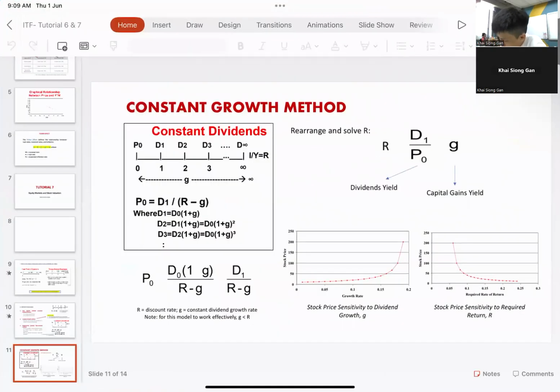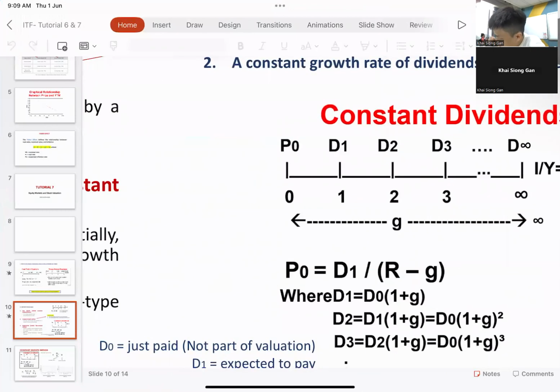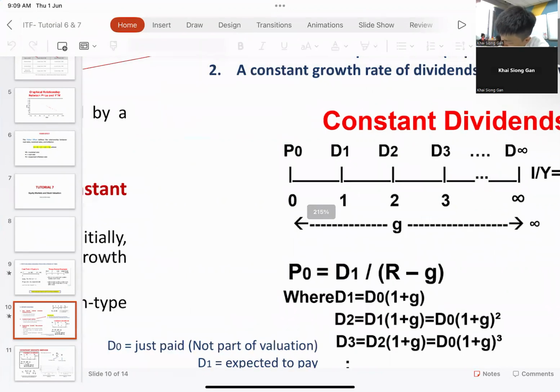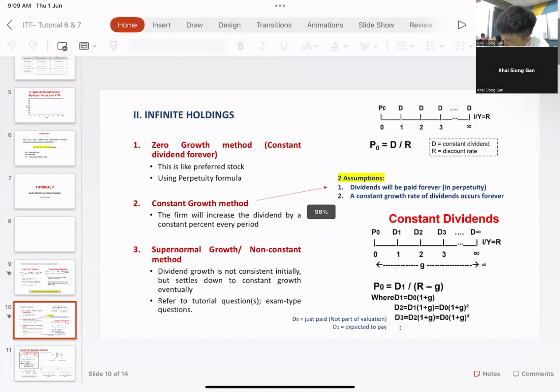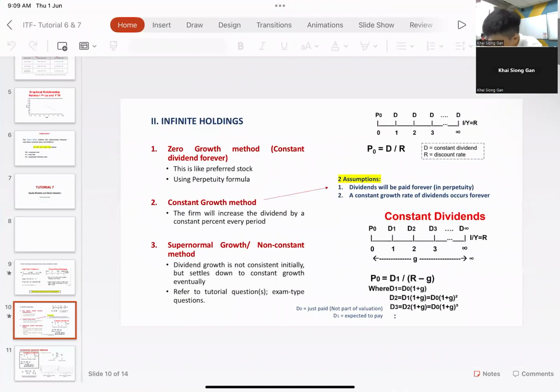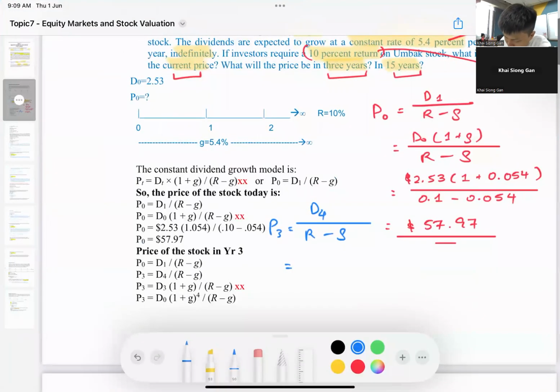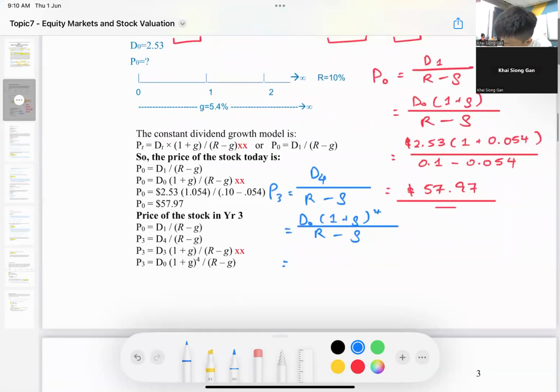Which formula? This one that you see here, the one with power. You still use D0, but with the power of 4, because I have to calculate D4. Okay, so therefore now I can use D0 times 1 plus G power of 4, because I want to calculate the dividend in year 4, divided by R minus G.